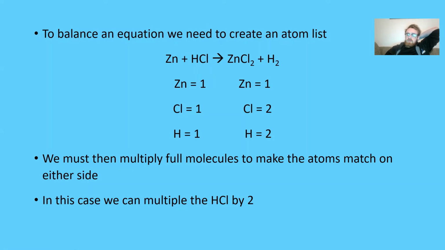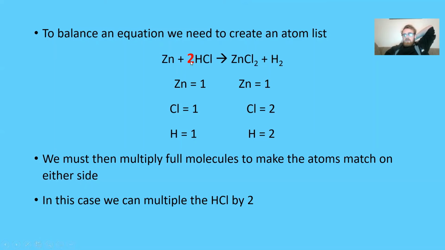In this case, we can multiply the HCl by 2. If we multiply this by 2, suddenly the chlorines, we have 2 chlorines that matches, and we have 1 hydrogen that matches. Okay. How we write this down, and how I suggest you do it, is you write down the number in the equation, and then you go back and change your atom list.